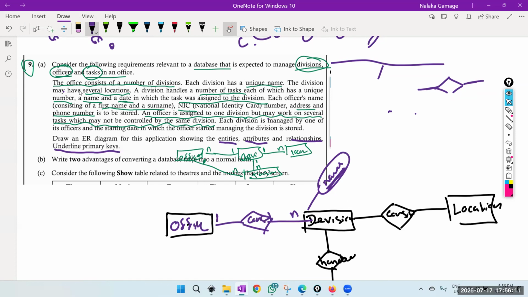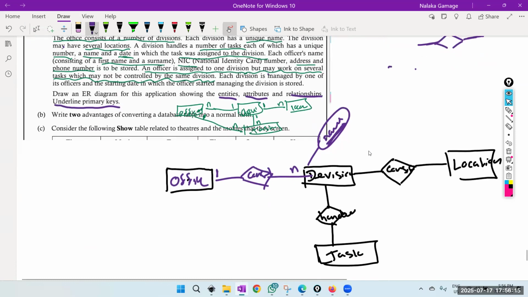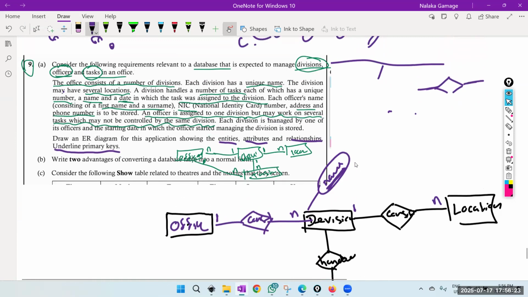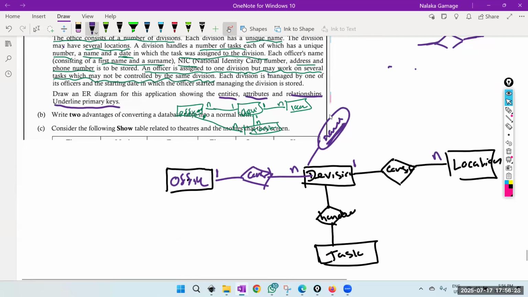The division may have several locations. That is, one division has many locations, and we say one location has one division. A division handles a number of tasks, right? One division has many tasks. Let's assume one task is for one division, okay?